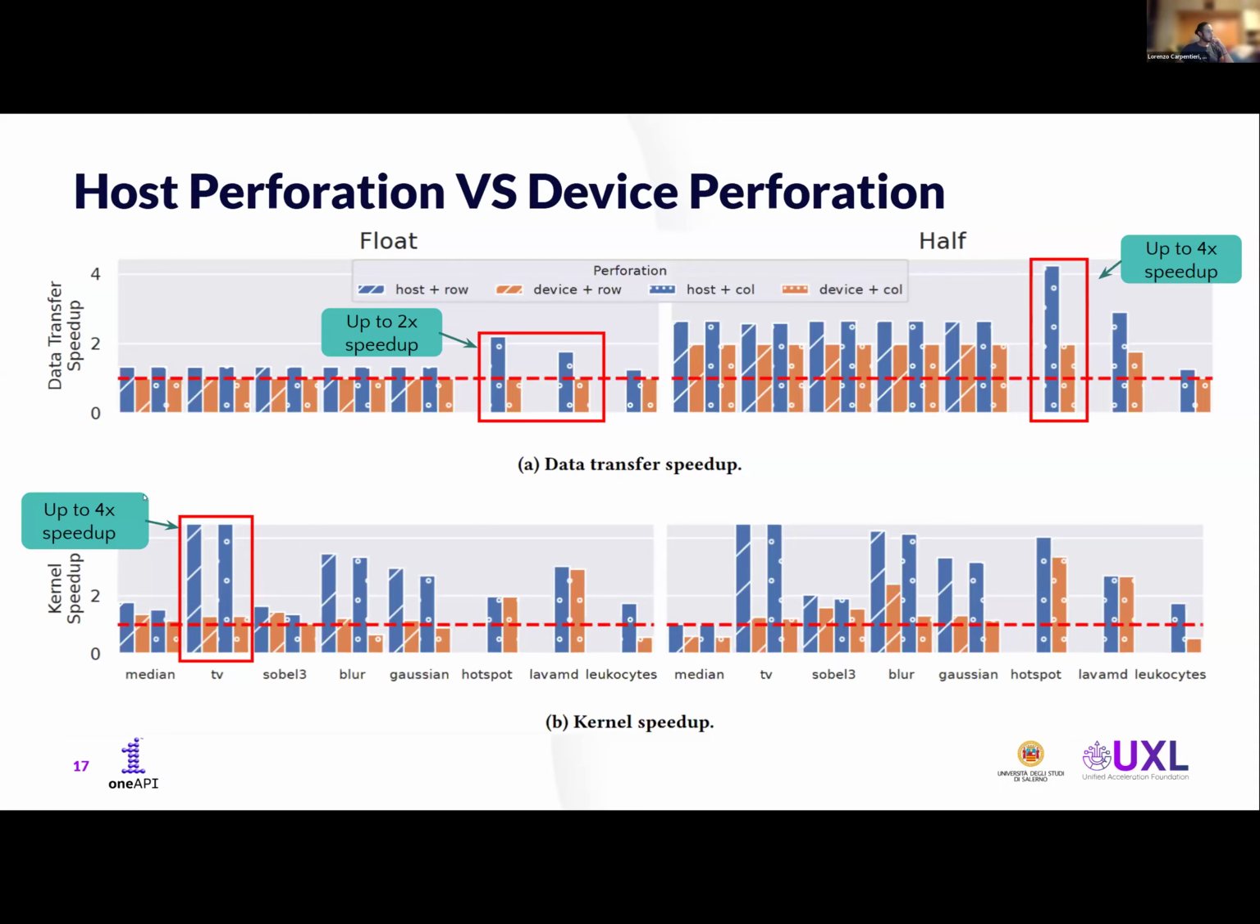And for the device perforation, we do not have any speed up because all the data are sent from the host to the device. Differently, when we look at the kernel speed up, we can still notice that the host perforation outperformed the device one. This is because when we apply host perforation, the data in memory are aligned, so we can have better memory access on the GPU. So the number of cache hits in the host perforation is higher compared to device perforation, where we have a lot of cache misses. So we have higher improvement also for the kernel speed up in host perforation.